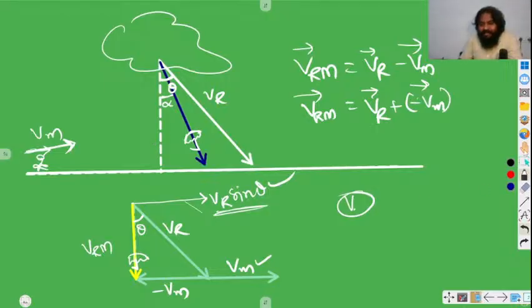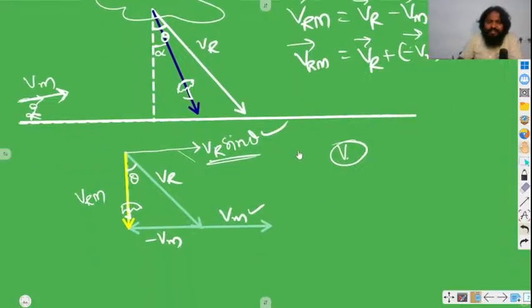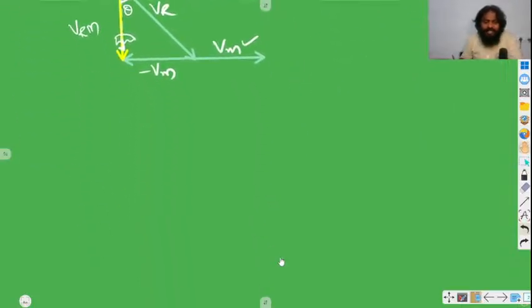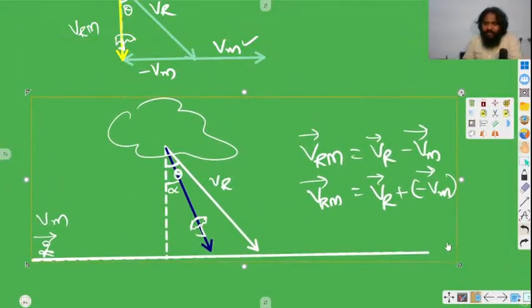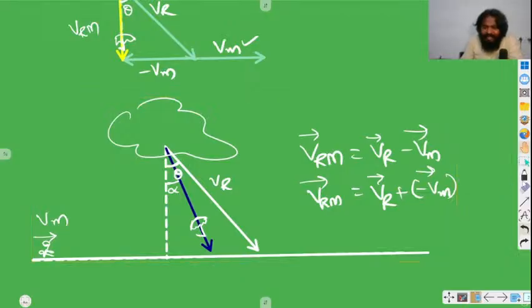And next, the third case. Let's say that the person has increased his velocity even more. Now let's see the same thing. What is yellow one? Yellow is when the person increased his velocity exactly equal to the horizontal velocity of the rain. Now coming to the third case, he further increased his velocity.